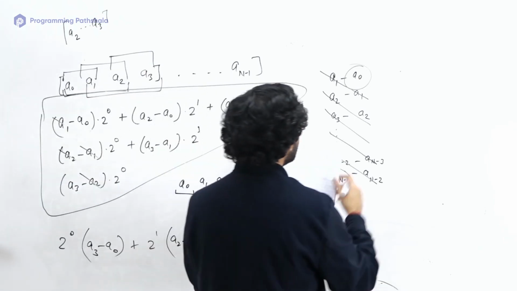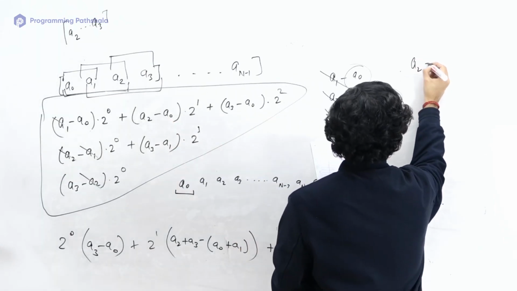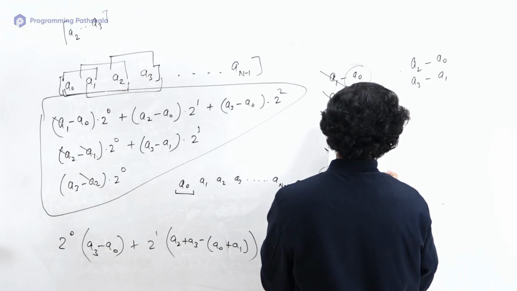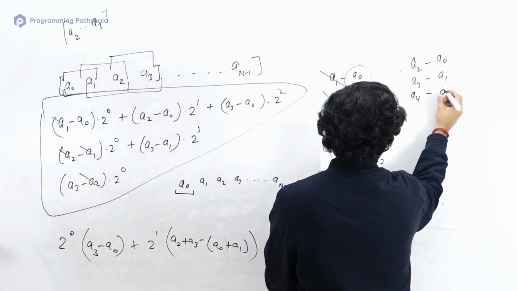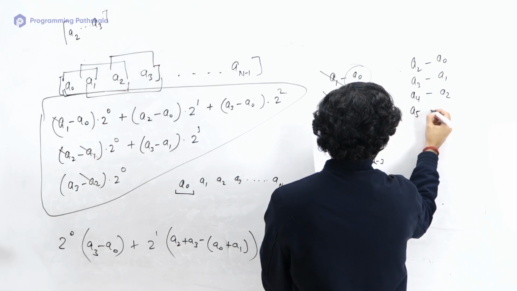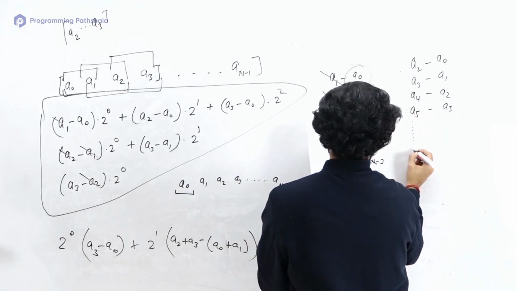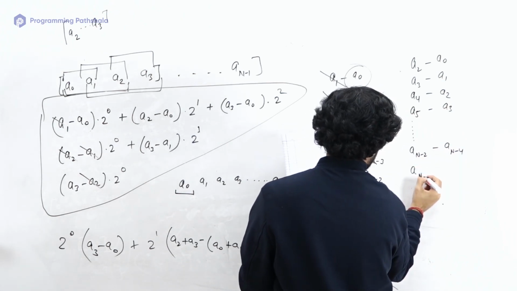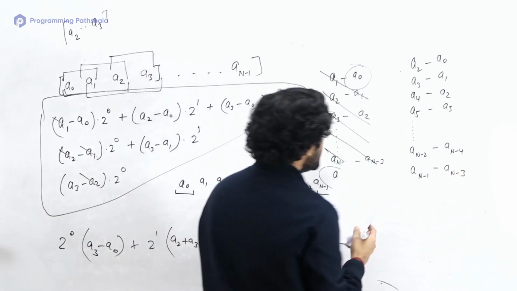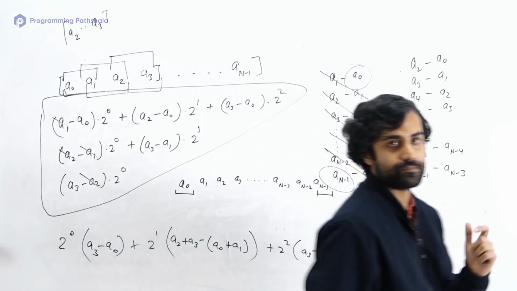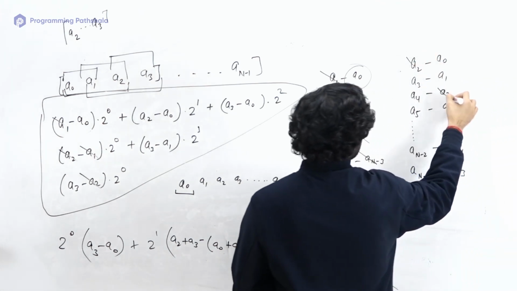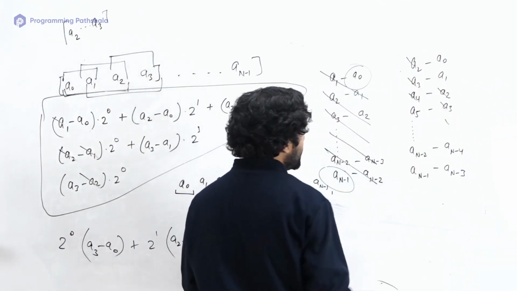Okay, now let's talk about this column. So the first term is a2 minus a0, then a3 minus a1, right? Then what will you have? a4 minus a2, correct? a5 minus a3, and so on. You will have a(n-2) minus a(n-4), and eventually you will have a(n-1) minus a(n-3). This is what you will have in this column in generic terms. Does it relate to you? Okay, which terms will cancel here? Let's try to understand that. See, this a2 is gone, a3 is gone, a4 will also be gone, and so on.